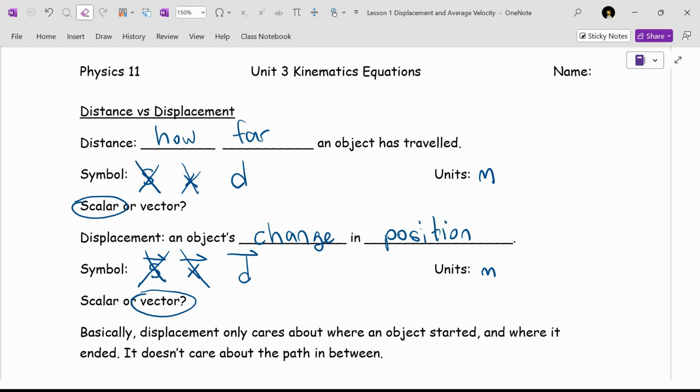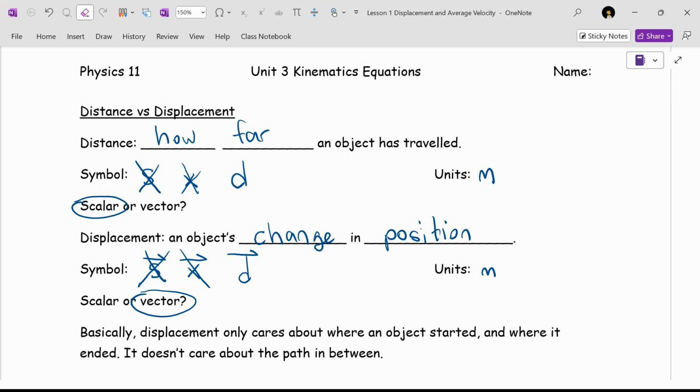4. How many steps did I take? What's my distance? Same answer, 4. What's my displacement if I go 3 forward and 1 backwards? My displacement is 2.